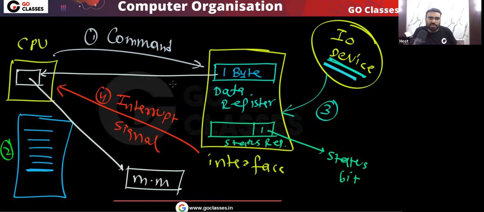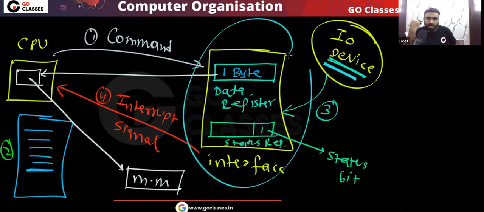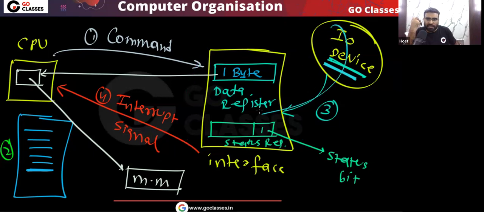So again, the same thing will happen for the second byte, for the next byte. The CPU will give the command. Again the interface will take the data from the IO device. During this time, the CPU will again execute this program.